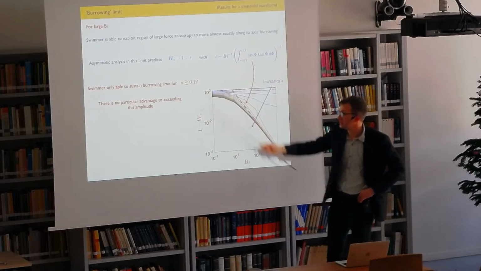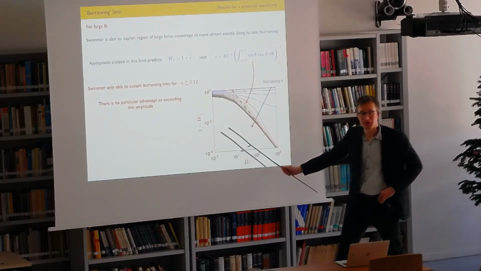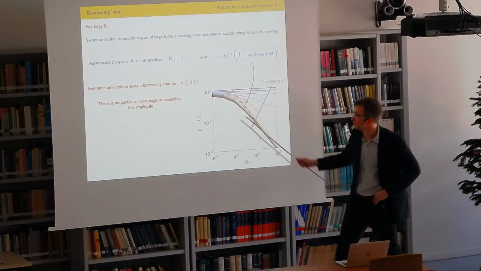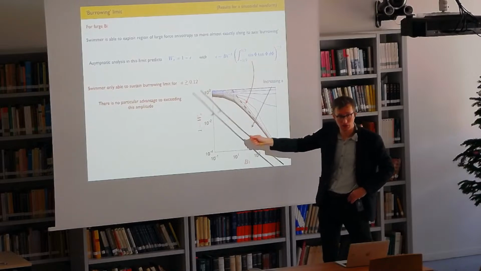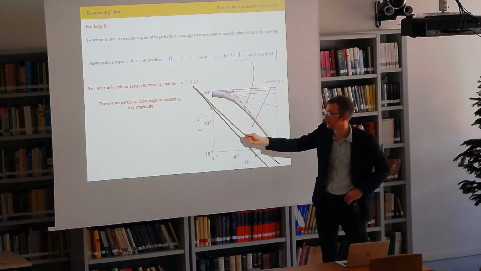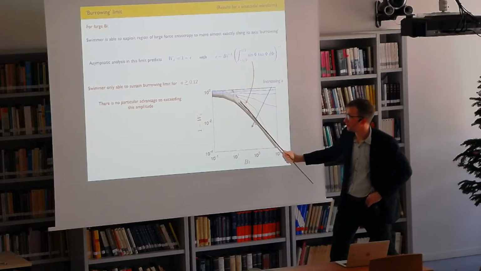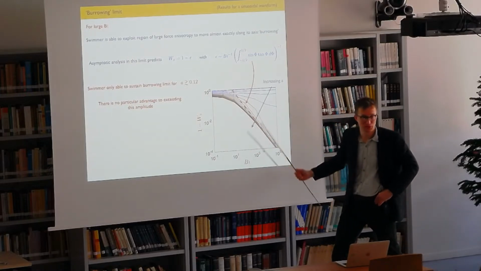So what that would appear to be saying is that, if you're a swimmer and you want to exploit this mechanism and burrow, you just need an amplitude that's bigger than that. And conversely, there's not really much point in having an amplitude that's a lot bigger than that, because you don't gain anything. You're already traveling at the maximum speed you could.